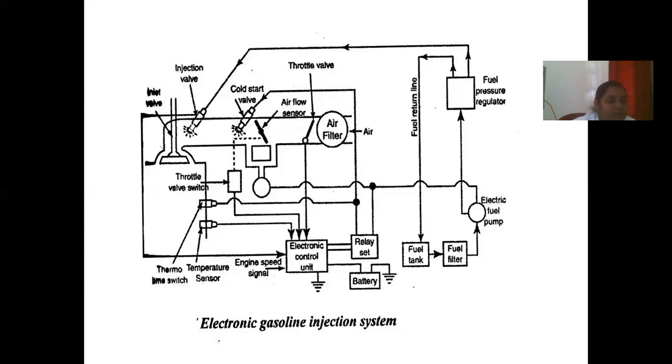After cold start, the additional air required with the richer air-fuel mixture is supplied by an auxiliary air valve during idling conditions, which bypasses the throttle valve. It provides the additional idling speed. The opening of the air valve varies as a function of engine temperature.